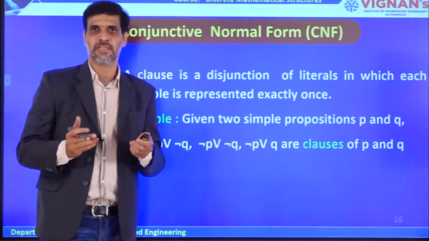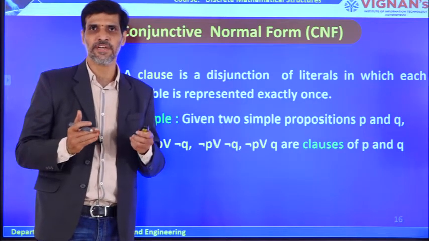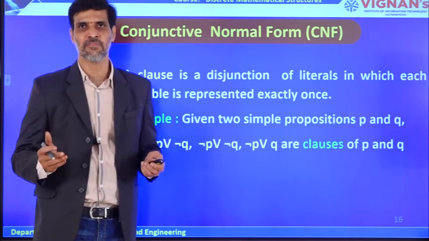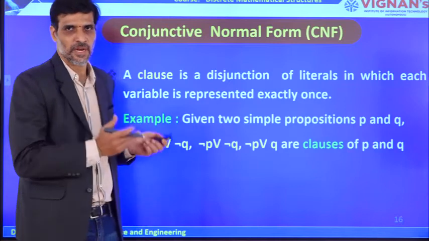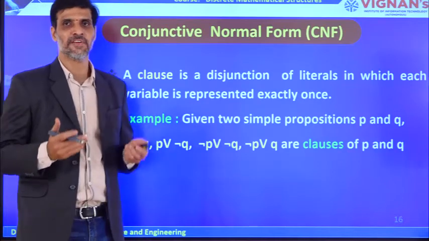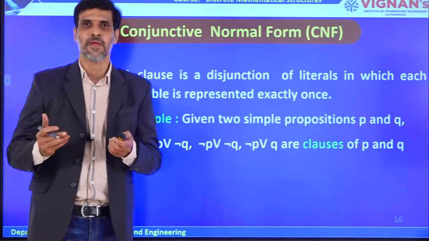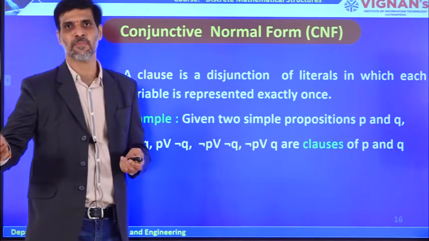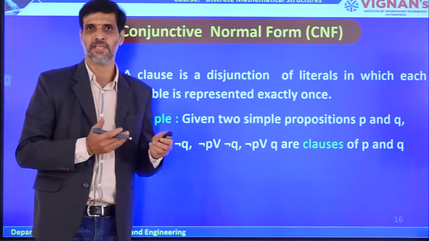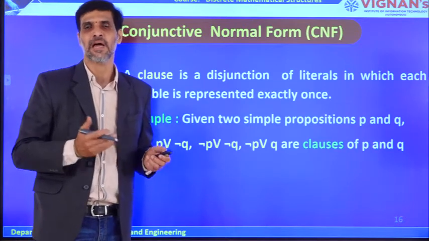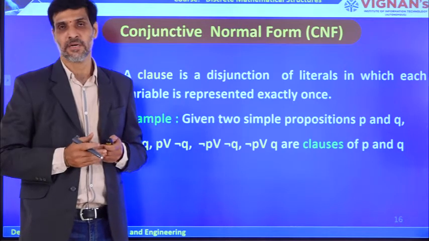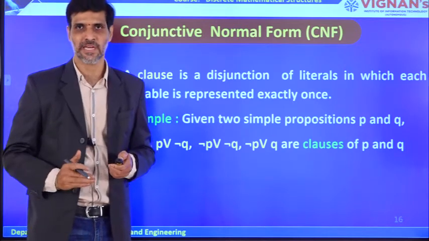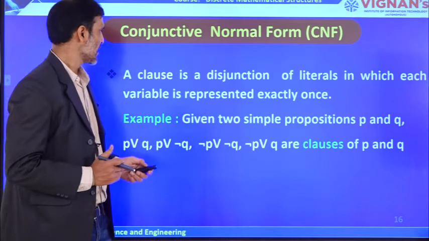In the same way as we discussed for disjunctive normal form, here we are also converting the given compound proposition into a conjunctive normal form using two methods. One is the truth table method, another is using logical equivalence laws. So let us discuss.